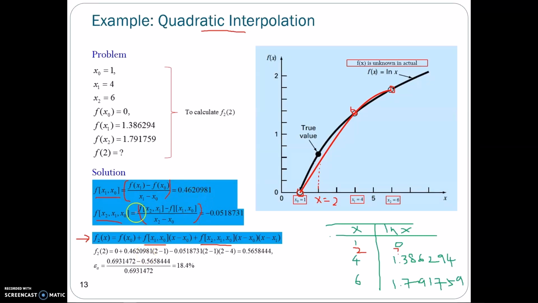So after you substitute all the parameters inside this formula, you should obtain the function at point 2 to be 0.565. The true percent relative error is 18.4%. In this example, we show you that we can further reduce the error by choosing a higher order. So the second order interpolation method has a better accuracy compared to the first order.